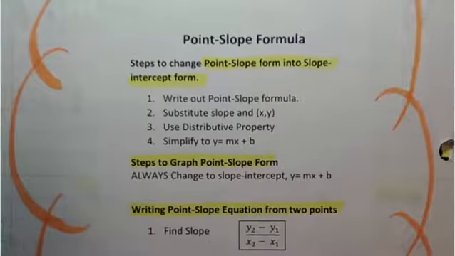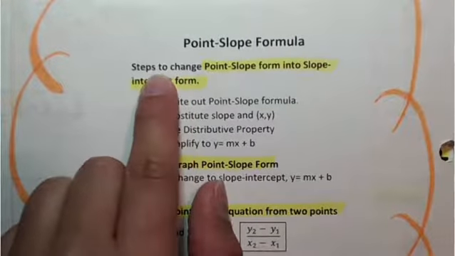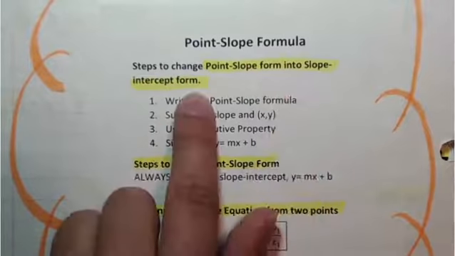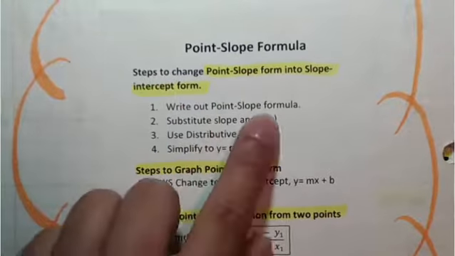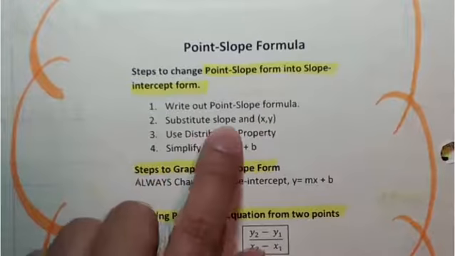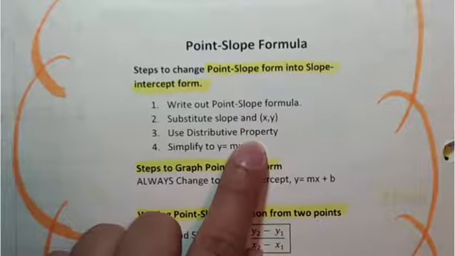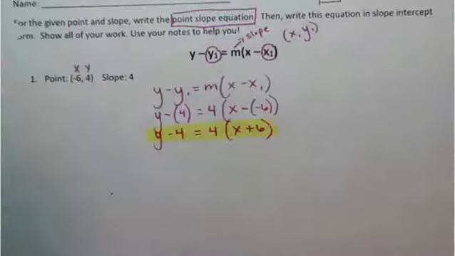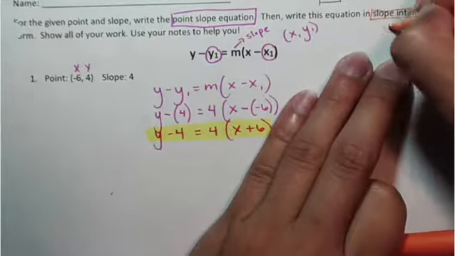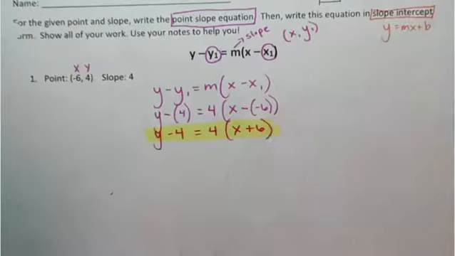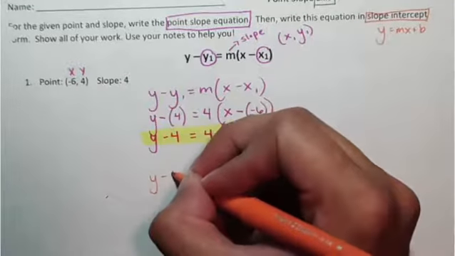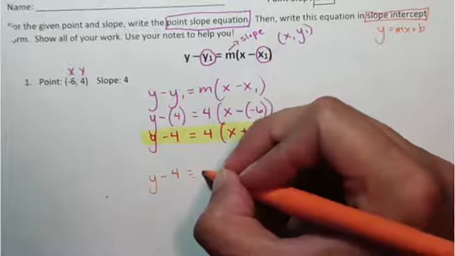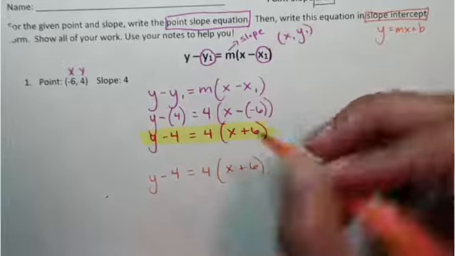Now in your notes, if you were stuck, okay, remember we glued this in at the very end. The first problem with the steps says steps to change point slope form into slope intercept form. So now that we have it in point slope form, what we're going to do, we substituted the slope in, distributive property is our next step, and then that will give us, to simplify, y equals mx plus b. So from this point, again, now we want to get it in slope-intercept form, which is y is equal to mx plus b. I'm going to go ahead and write down what we found for point slope form. So y minus 4 is equal to 4 times (x plus 6).